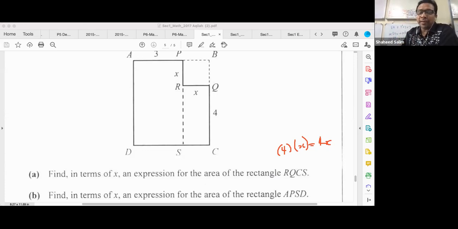Now, the next one, find an expression for APSD. So APSD, where is D? Okay, down here. So again, you put 4 plus x times 3. So well done. So your answer down here, you put like that, something like this. Or you put it the other way around now, 4 plus x. You do it like that, right?